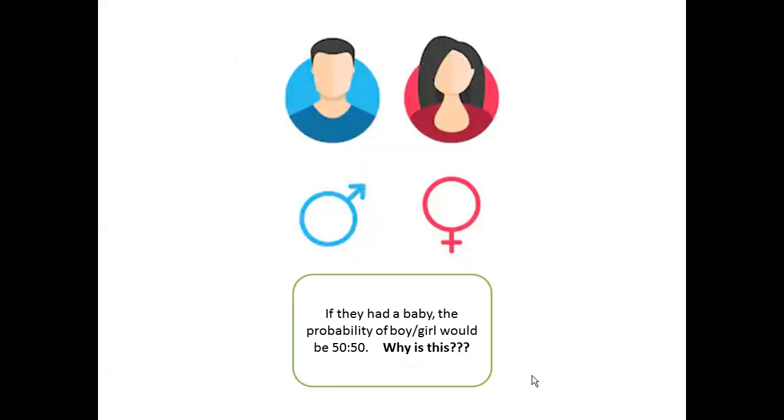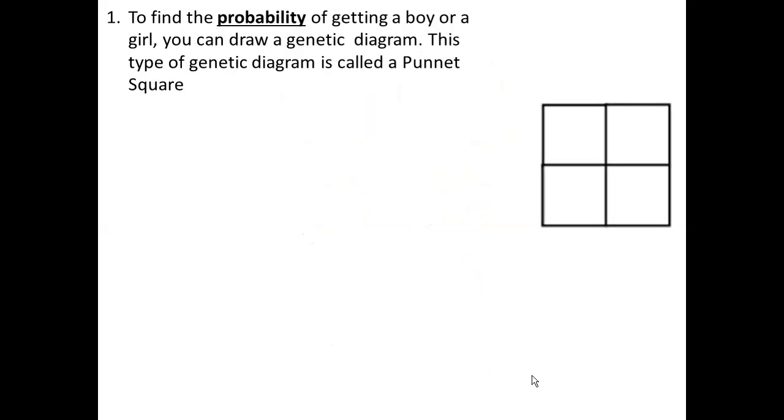So if these two parents, a female parent and a male parent, have a baby, the probability of a boy or a girl would be 50%. How can we find out? To find the probability of getting a boy or a girl, you can draw a genetic diagram. This type of genetic diagram is called a Punnett square, and it is the one I've just put here on the side.